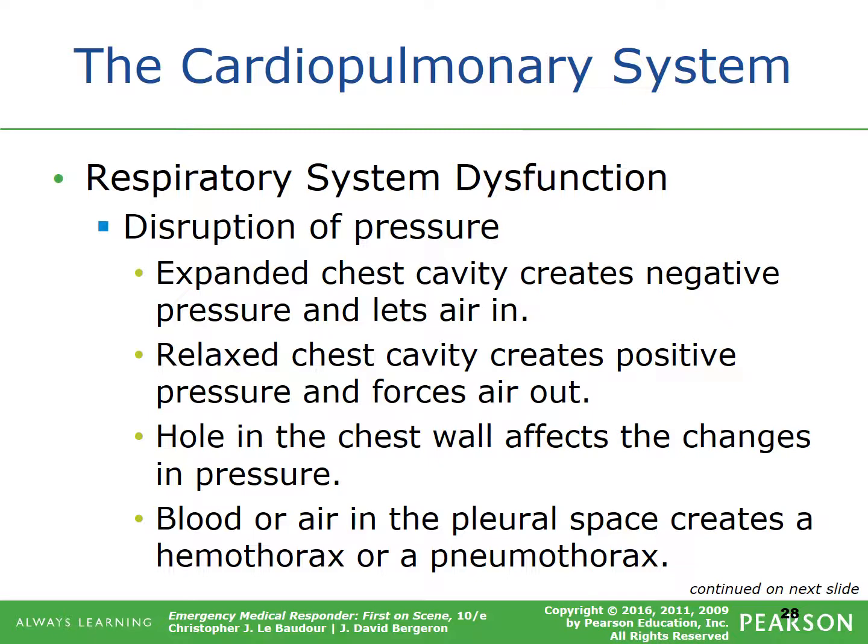Furthermore, if bleeding develops within the chest, blood can accumulate in the pleural space, which is known as a hemothorax, and force a lung to collapse away from the chest wall. This also can occur if a hole in either a lung or the chest wall or both allows air to accumulate in the space. This is called a pneumothorax.